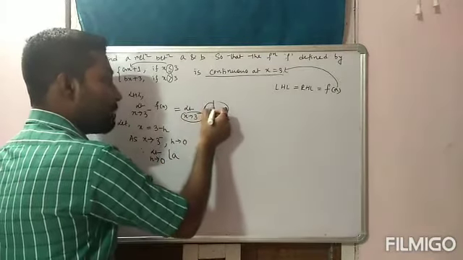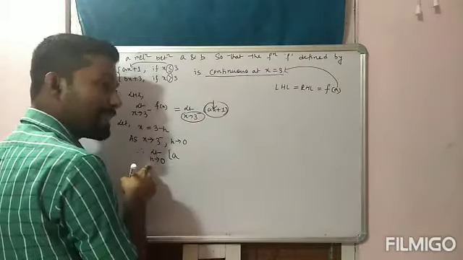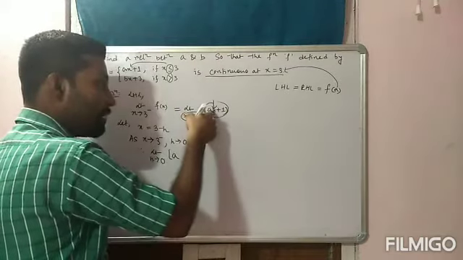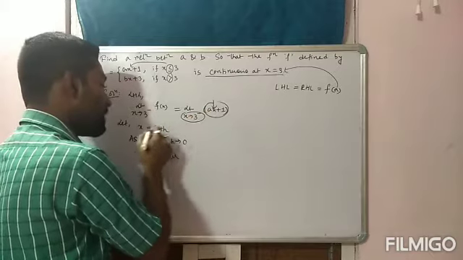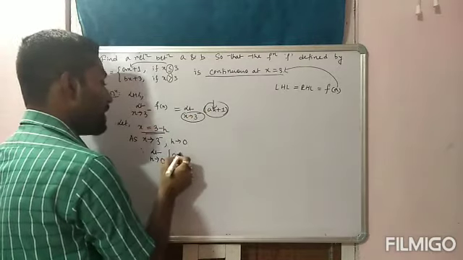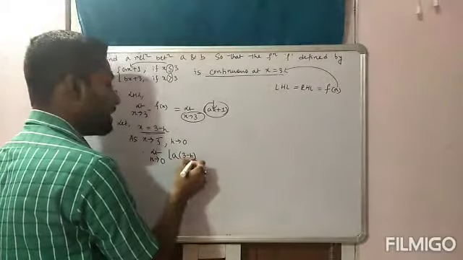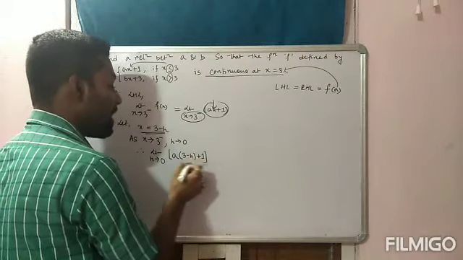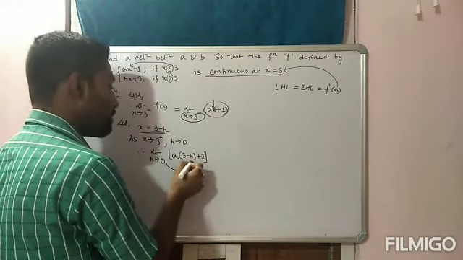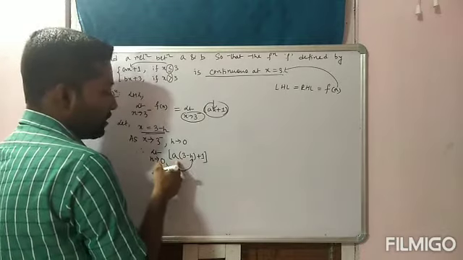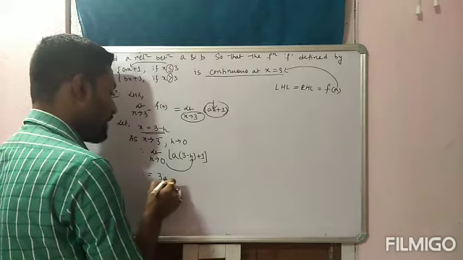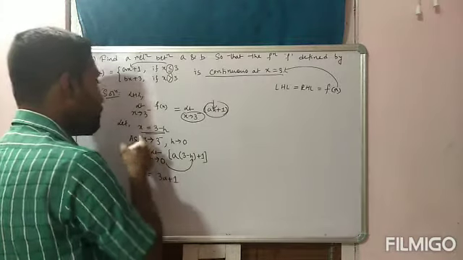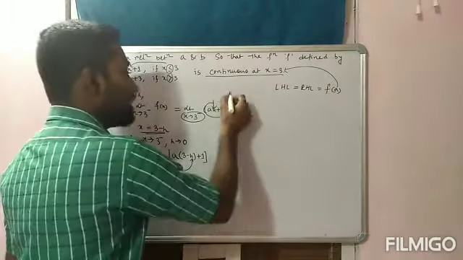Replace this x, because now the variable is h, not x. So how can we replace? That one also I have discussed in the last class. We can replace this x by 3 minus h, 3 minus h plus 1. Now if I put h as 0, 3 minus 0 is 3, so this is equal to 3a plus 1. This is the value of the left hand limit part.